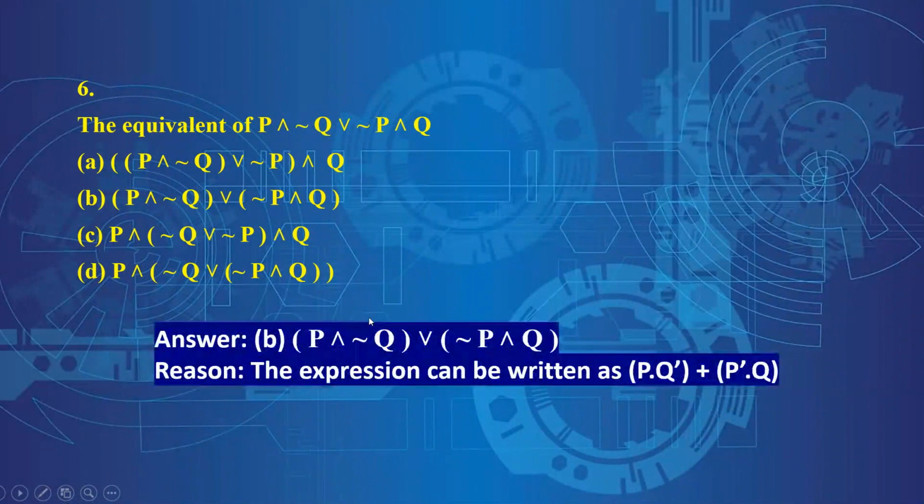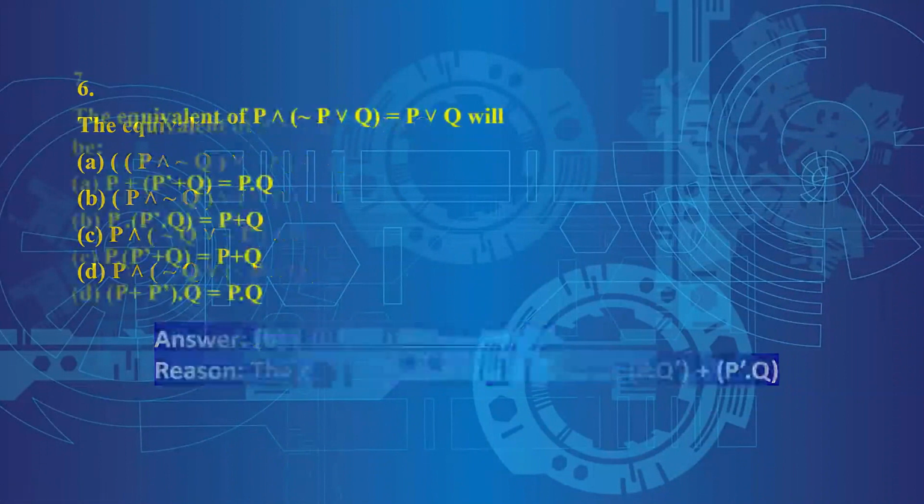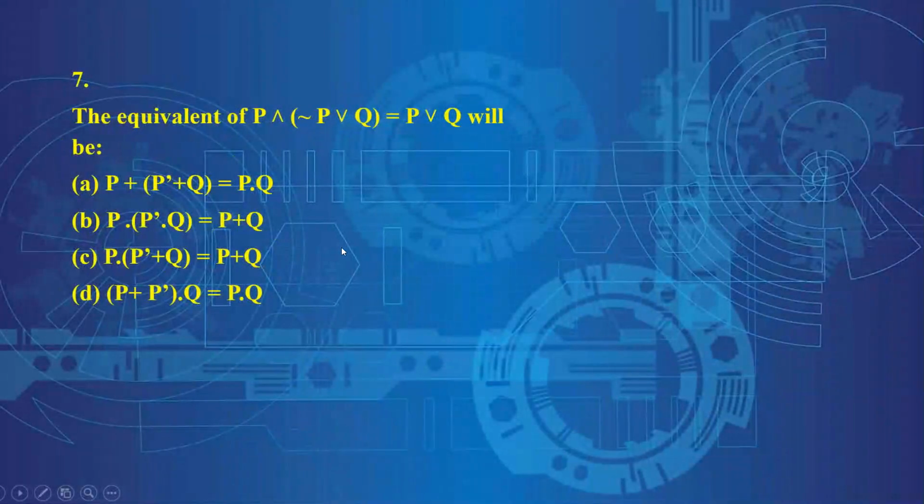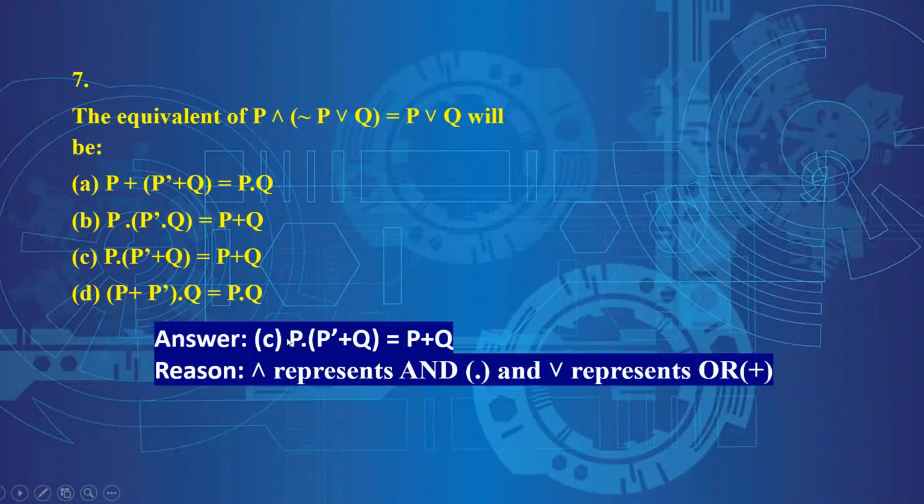Next question, the equivalence of P and Q bar or P bar and Q. The right answer is option B. Here the expression can be written as P dot Q bar plus P bar dot Q. So we'll get the answer. Next, the equivalence of this expression. Let's see the answer. Option C. You can see the AND representation and OR representation through the symbols.